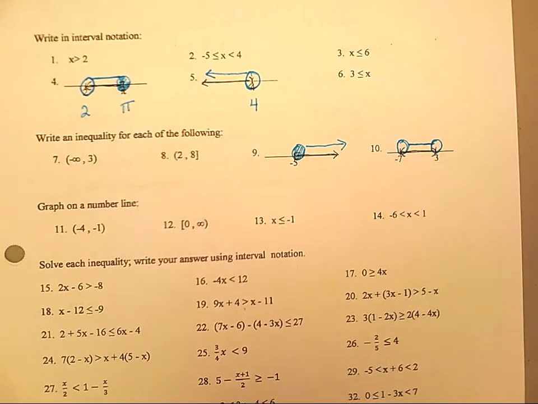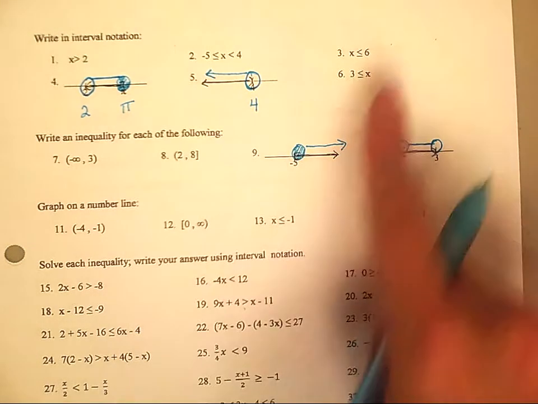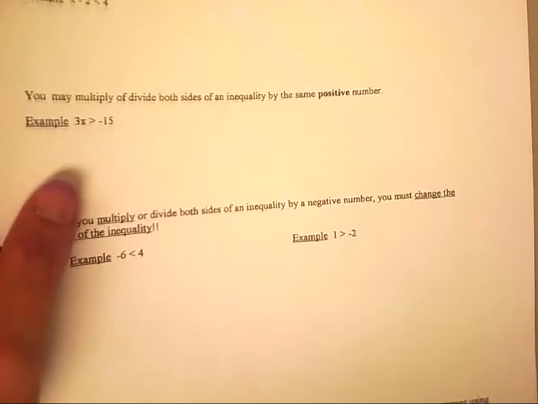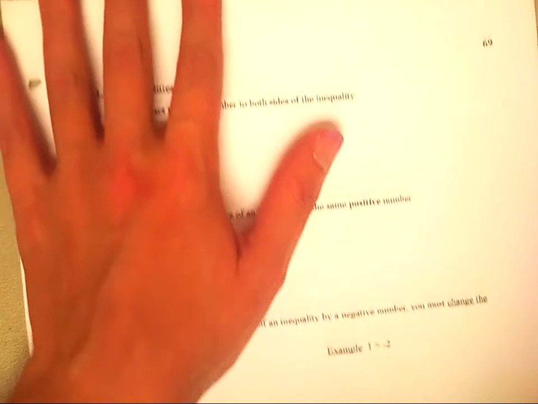So I just wanted to clarify that. You can write it either way with parentheses or brackets, but I think the open and closed circle are clearer. All right. So that'll get you through your first 14. And now we can talk about solving linear inequalities.